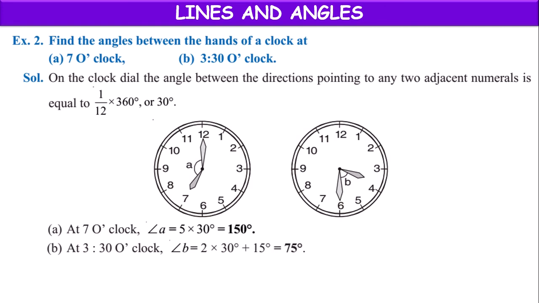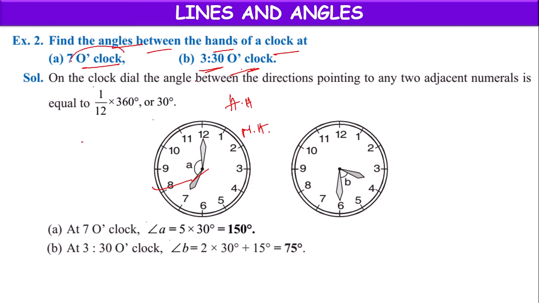Next one. Example 2. Find the angles between the hands of the clock at 7 o'clock and at 3:30, 3 hours 30 minutes. At these two times, what will be the angle between the hands? Here hands means the hour hand and the minute hand. What is the angle between them?